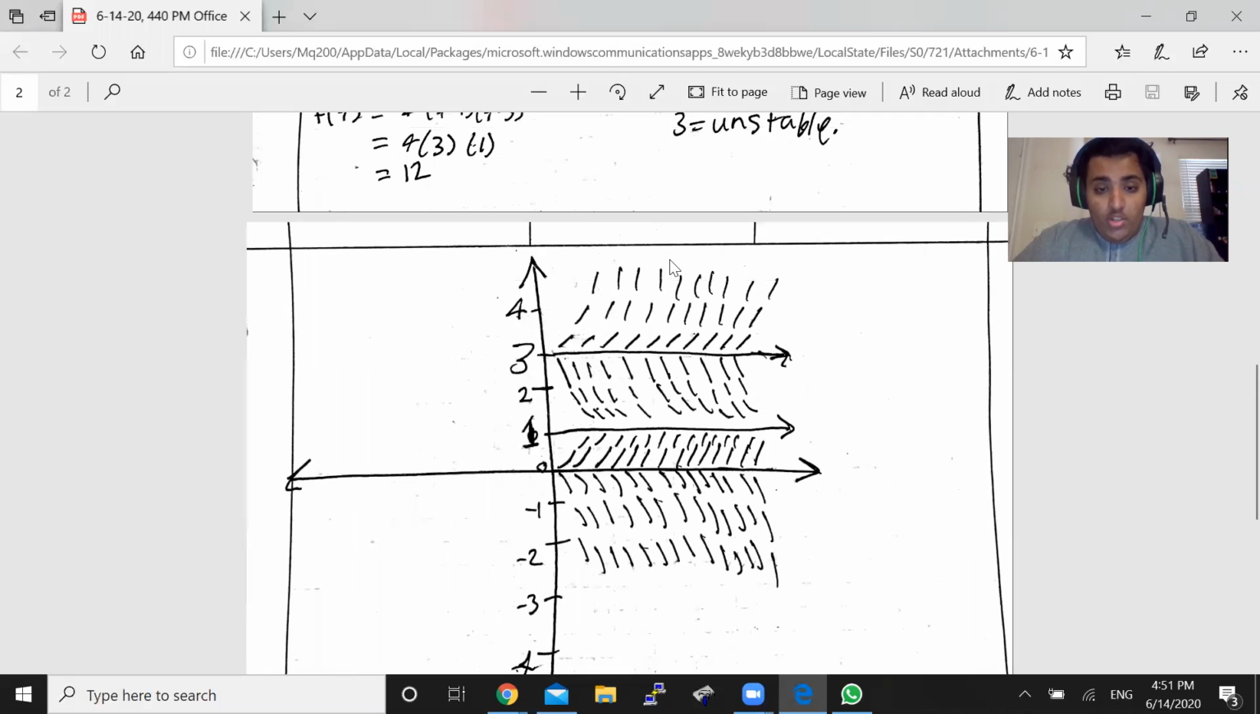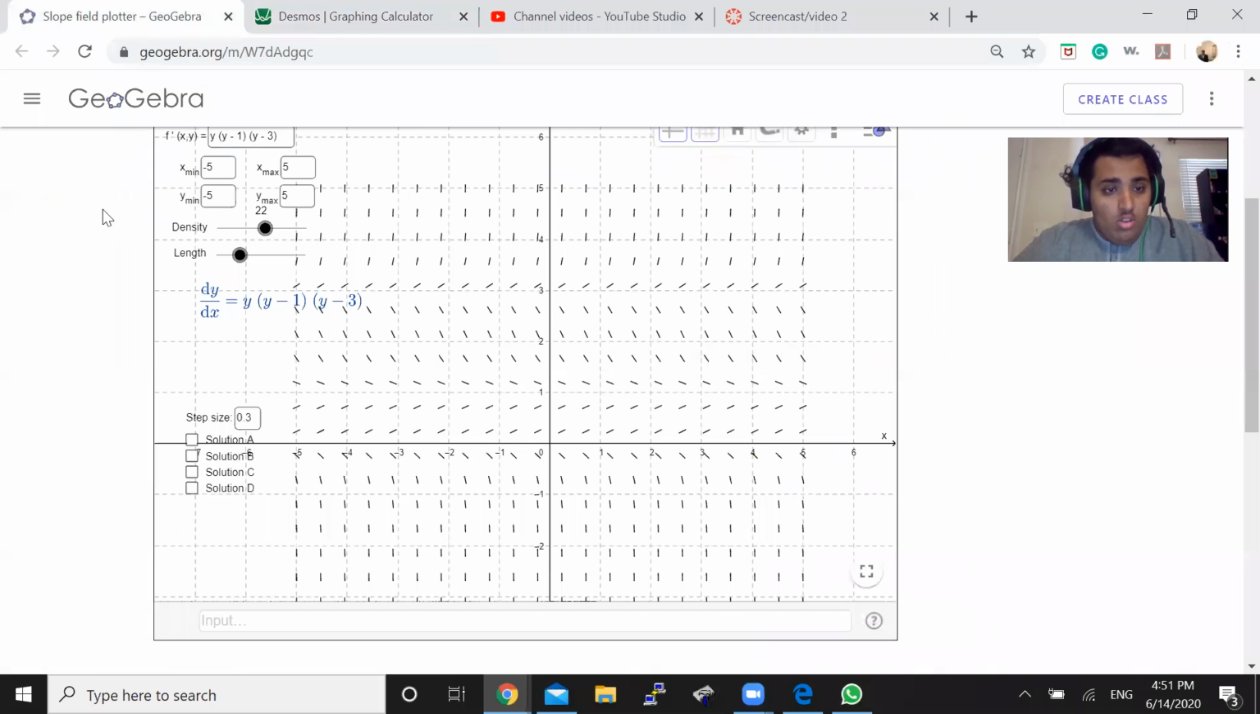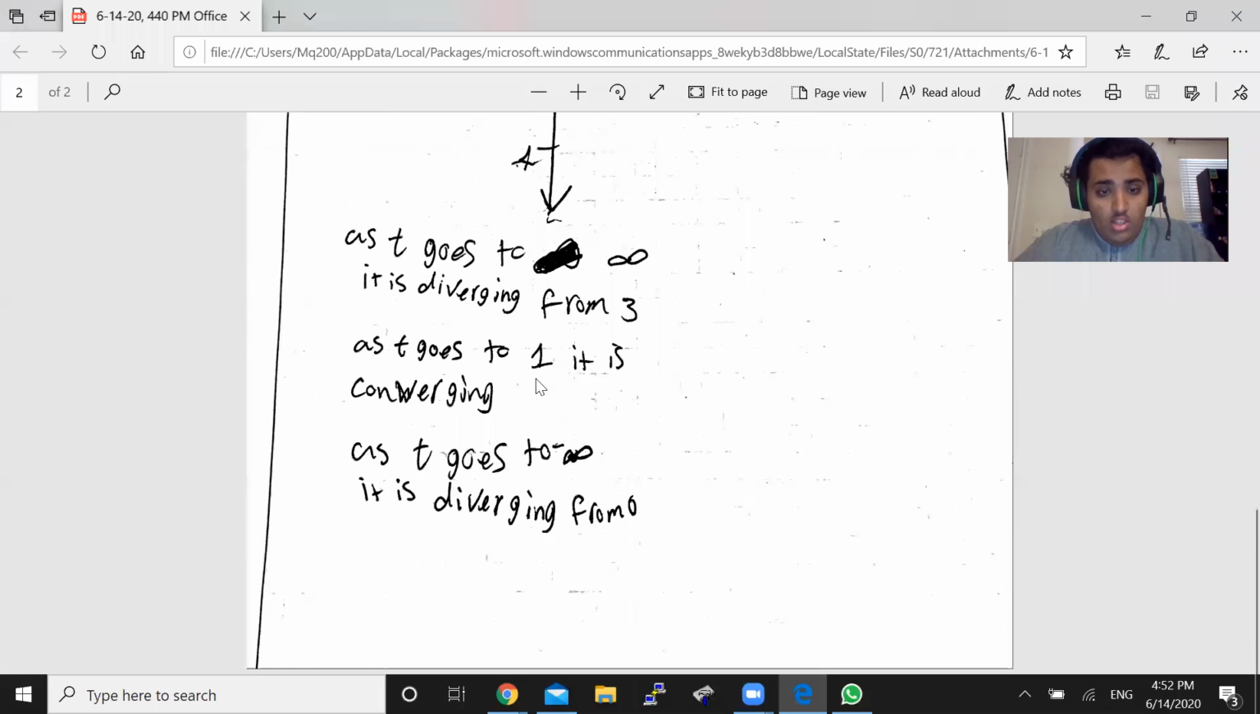See, that's my direction field graph. The arrows are going away from 3 and from 0, but at 1, they're converging. You can see that the graph on this app is the same as my graph. At 3, it's going away. At 1, it's converging. And at 0, it's going away. That's all it's saying here: as t goes to infinity, 3 is divergent, 1 is convergent, and 0 is divergent.